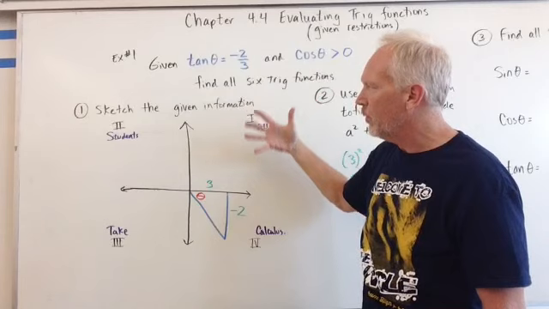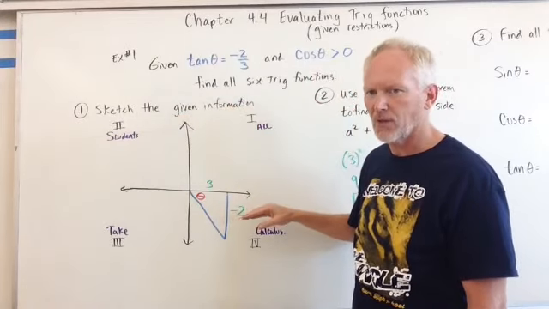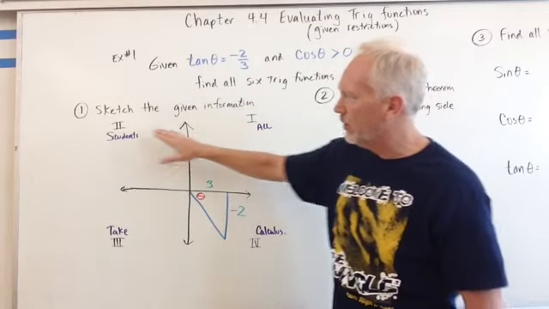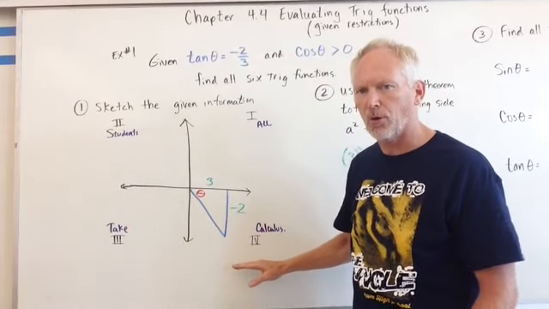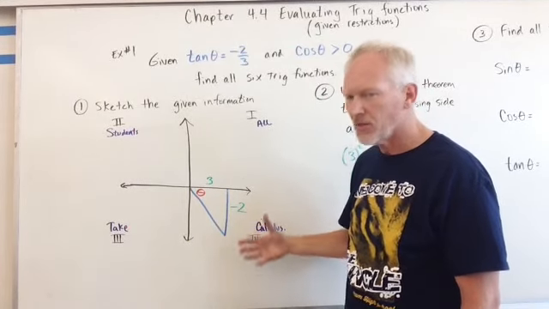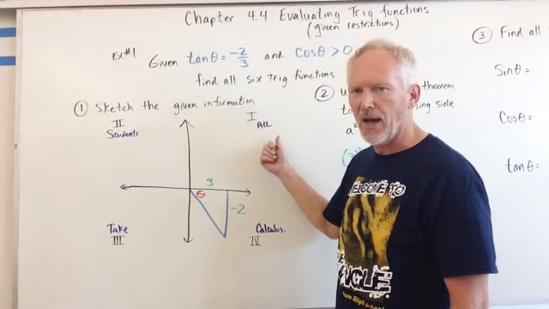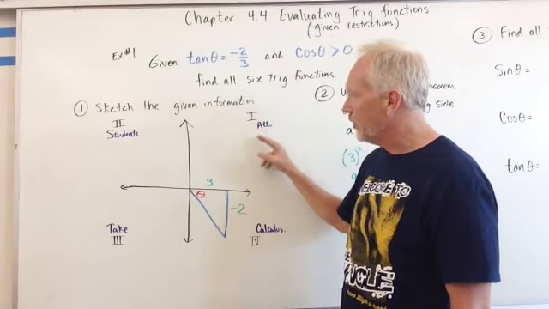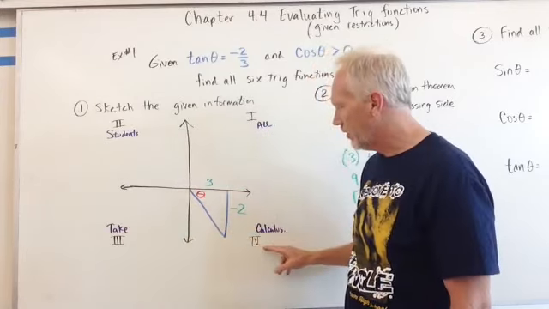All right. So what we want to do is first sketch the given information. Sketch it so we can see. Now remember, quadrant 1, quadrant 2, quadrant 3, quadrant 4. Make sure you label all your quadrants. Secondly, remember where sine is positive, cosine is positive, tangent is positive. Remember this little acronym: All Students Take Calculus.